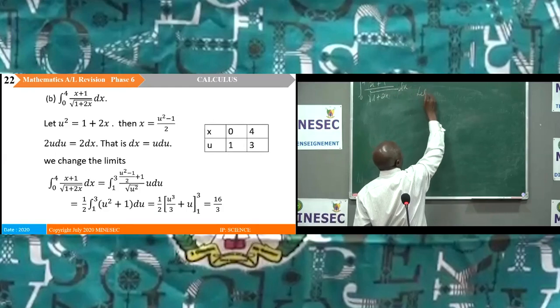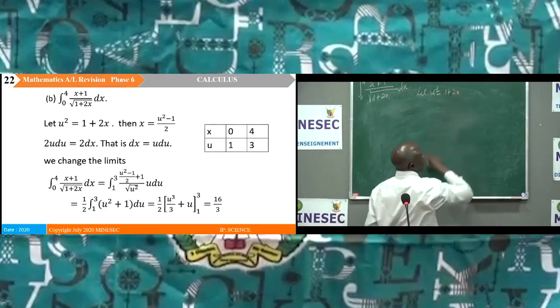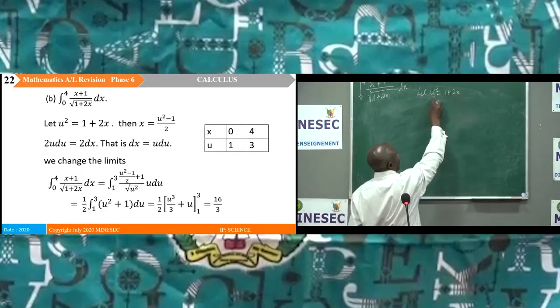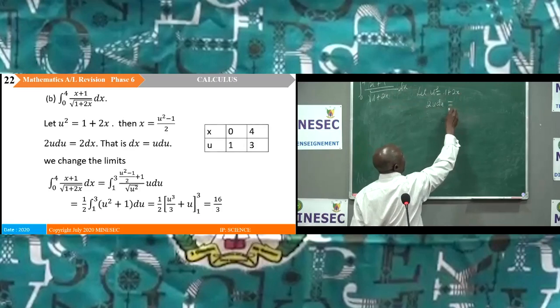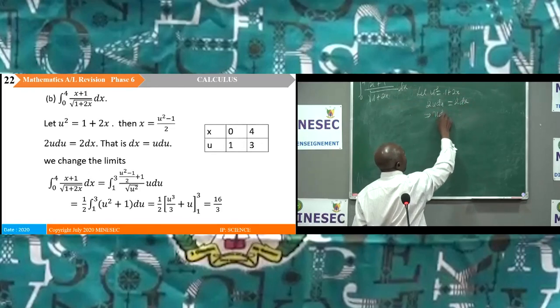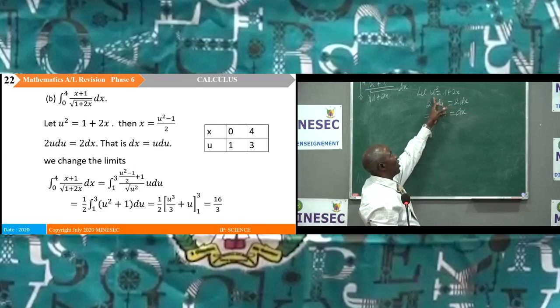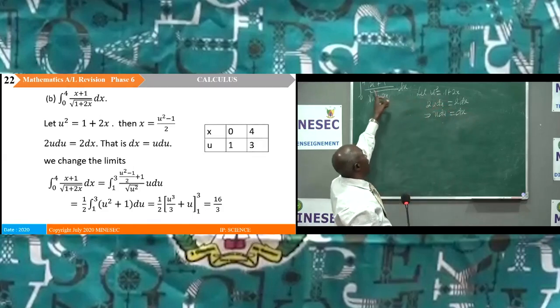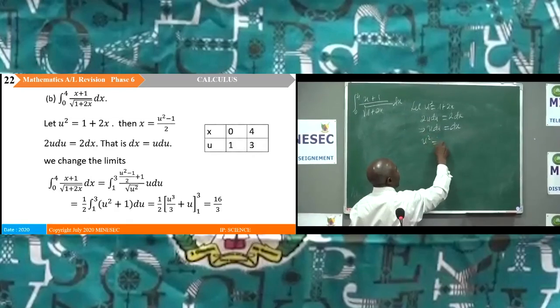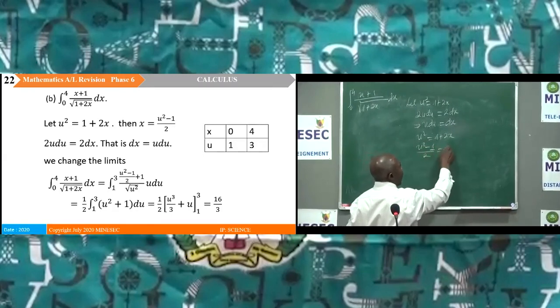You can say let u squared equal 1 plus 2x. You differentiate this, we have 2u du is equal to 2dx, which means therefore that u du is equal to dx. Here equally, we need to look for x, because in the numerator we have x plus 1. So we have u squared equal to 1 plus 2x. So u squared minus 1 on 2 is equal to our x.